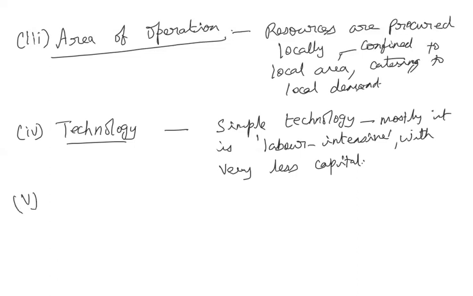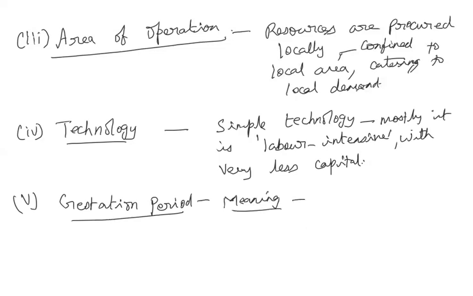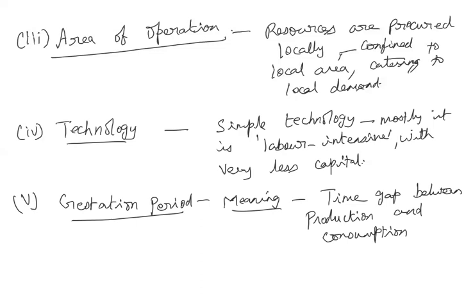Next, moving on to the next characteristic, that is its gestation period. The meaning of gestation period is the time gap between production and consumption. How much time it takes for the manufacturing process to be completed. As far as small scale industries, the gestation period is relatively lesser than the large scale industries. The large scale industries take a long period of time for the manufacturing process to be completed before the final product reaches the consumer. But in the small scale industries, the time gap is very, very less.